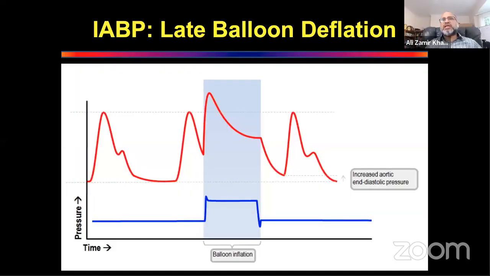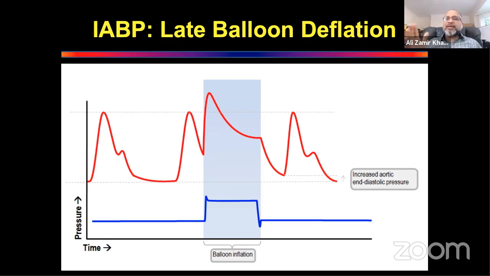Okay, so this is the diagram for a late balloon deflation. The problem with late balloon deflation is that you are now impinging into the next systole. You are not ending it before systole. So when you deflate a balloon too late, you are impinging into the next systole. When you impinge into the next systole, you're increasing the pressure in the aorta.